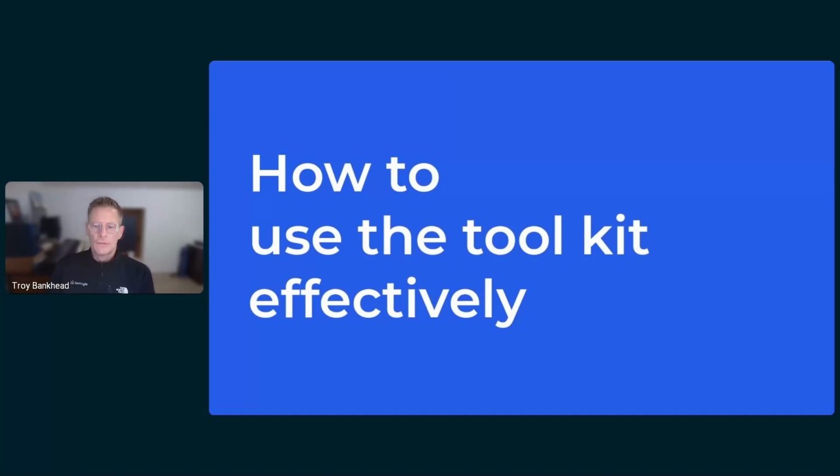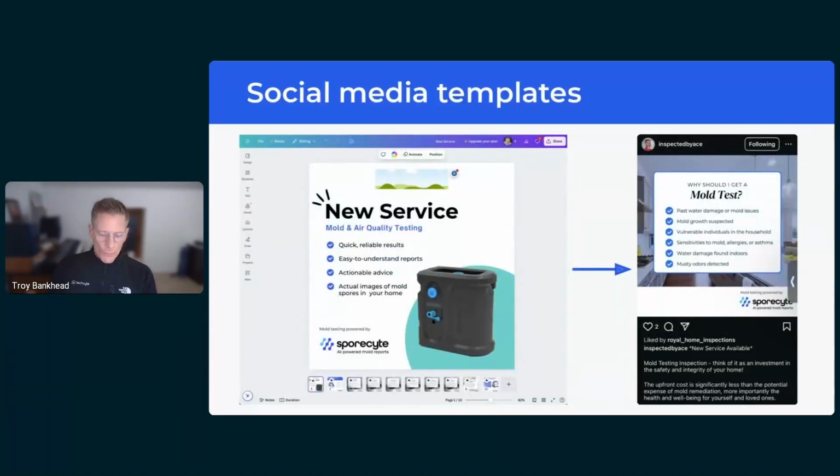Let's start off with the social media templates. On our website, when you click on access the template, it will take you straight into Canva, which we've introduced before. I won't go into how to use Canva in this webinar. We've got a previous episode that dives into that. But as you'll see here in the interface, we've got an example here. And as you can see, Royal Home Inspections, inspected by ACE, took one of our templates and made a social media post out of it.